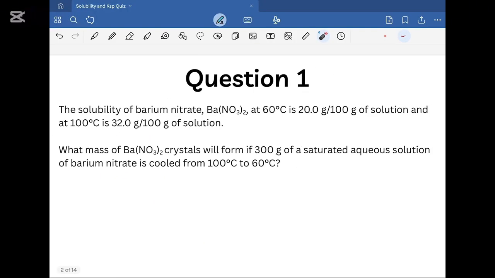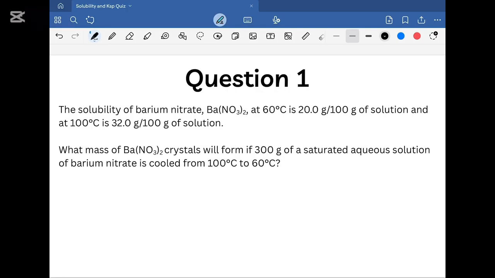Question 1. The solubility of barium nitrate at 60 degrees Celsius is 20 grams per 100 grams of solution, and at 100 degrees Celsius is 32 grams per 100 grams of solution. What mass of Ba(NO3)2 crystals will form if 300 grams of a saturated aqueous solution of barium nitrate is cooled from 100 degrees Celsius to 60 degrees Celsius? Now we need to note that we're using 300 grams of the solution and not 100 grams of solution, so we need to do cross multiplication.